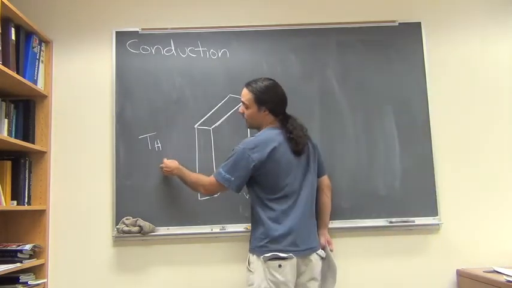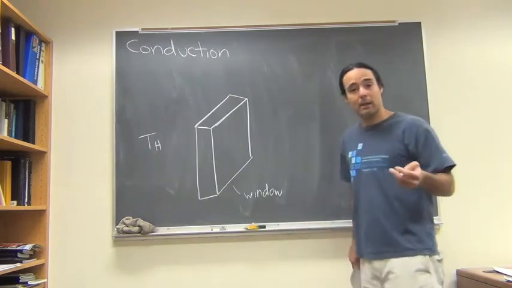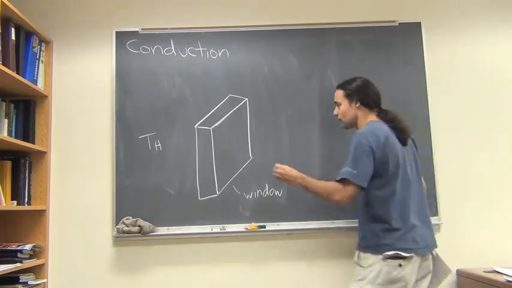So we know on the inside it's going to be hot. There's going to be some hot temperature, which I'll call T hot.